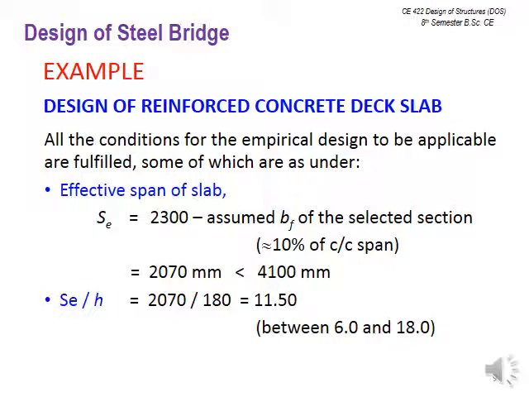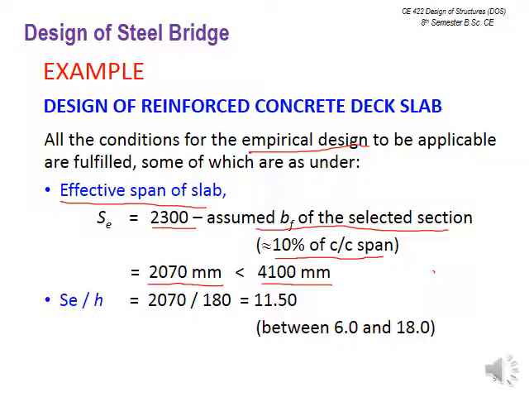Then comes the conditions for the empirical design. The same step and the same list of the conditions you have to satisfy. So the first one is the effective span of the slab, the same criteria, 2300 is the spacing, and you have to assume the BF of the selected section approximately 10% of the center to center span. So that will give you 2070 millimeter, and that is going to satisfy your condition, that is 4100 millimeter.